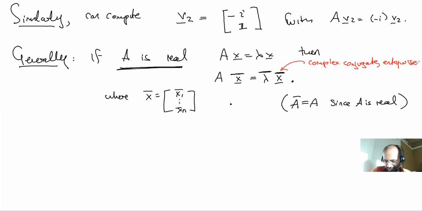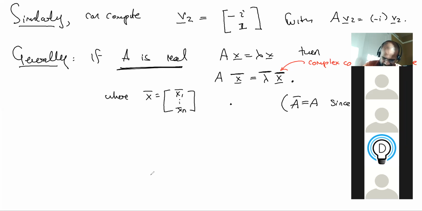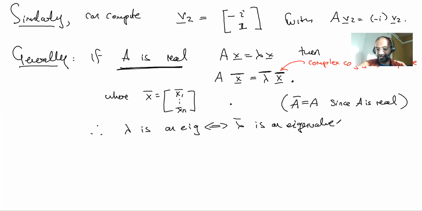And so in general, if you have a real matrix, and in this course we'll almost always be looking at real matrices, the complex eigenvalues come in conjugate pairs. So there is one nice thing, which is once you compute one of them, you get the other one for free. Right? So the conclusion is that lambda is an eigenvalue if and only if lambda bar is an eigenvalue. So this is a general pattern for complex eigenvalues.